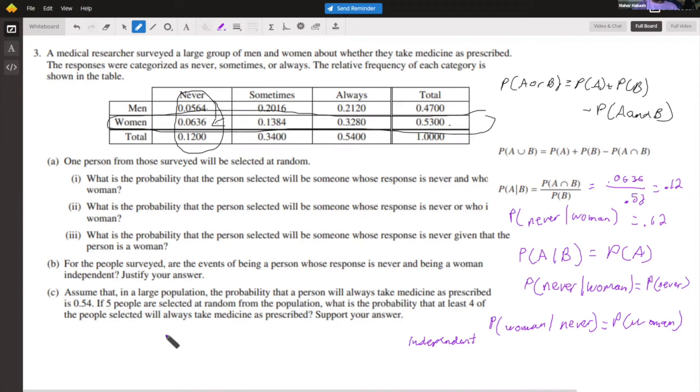The other way which I did it, well, since we calculated that, fine. But if we wrote probability of woman given never, the probability of a woman given never is the probability of a woman and never over the probability of never. So that would come out to 0.0636 divided by 0.12.